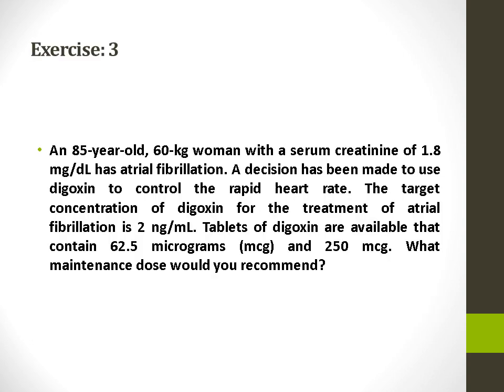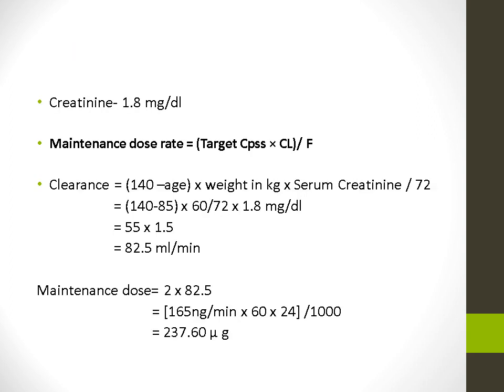An 85-year-old 60 kg woman with a serum creatinine of 1.8 milligram per deciliter has atrial fibrillation. A decision has been made to use digoxin to control the rapid heart rate. The target concentration of digoxin for the treatment of atrial fibrillation is 2 nanogram per ml. Tablets of digoxin are available that contain 62.5 micrograms and 250 microgram. What maintenance dose would you recommend? So they have asked you to calculate the maintenance dose.